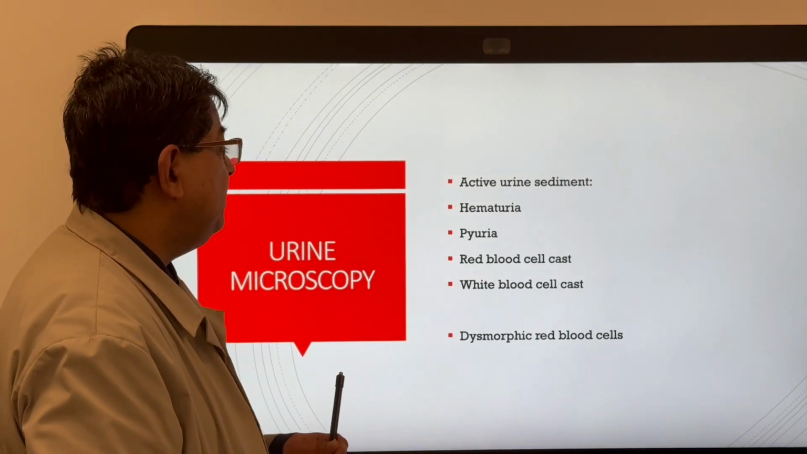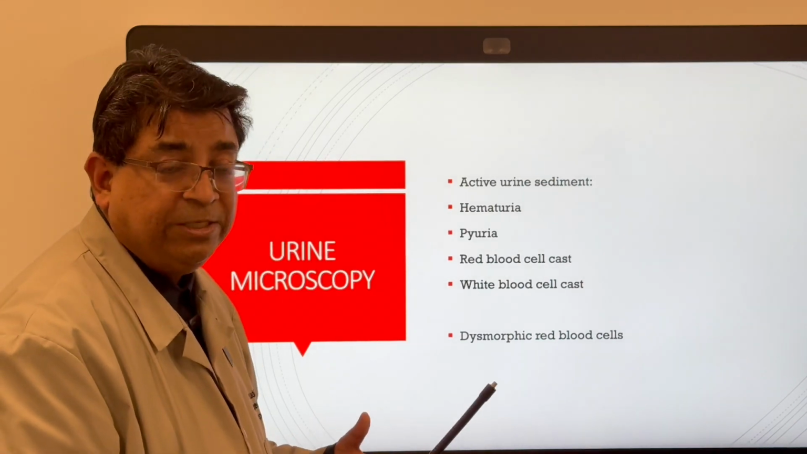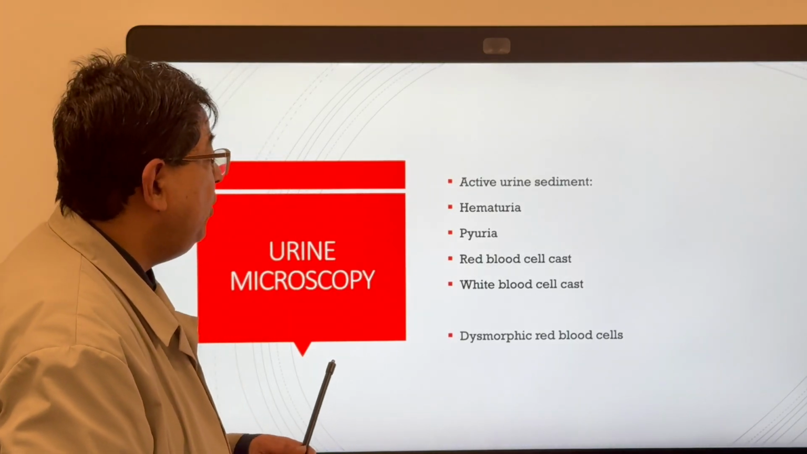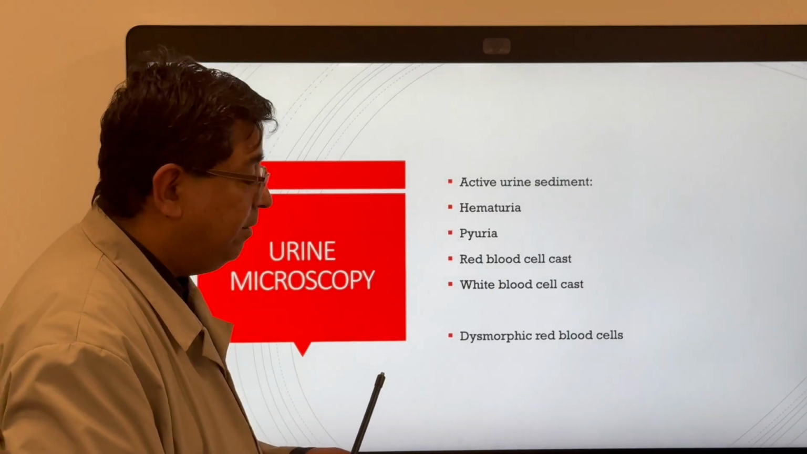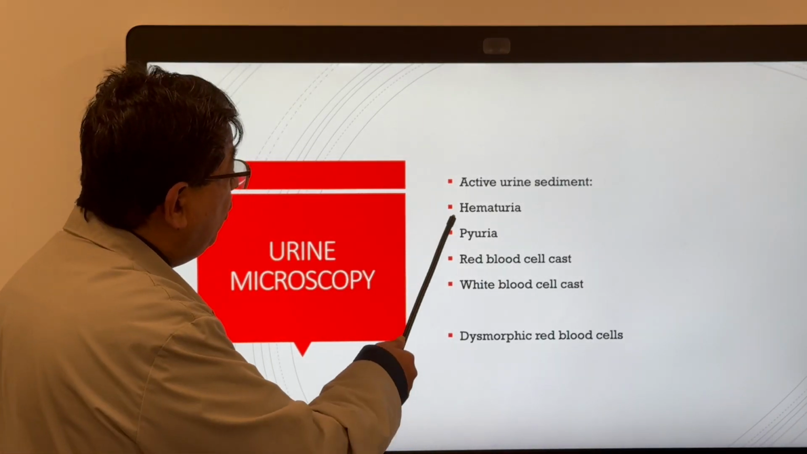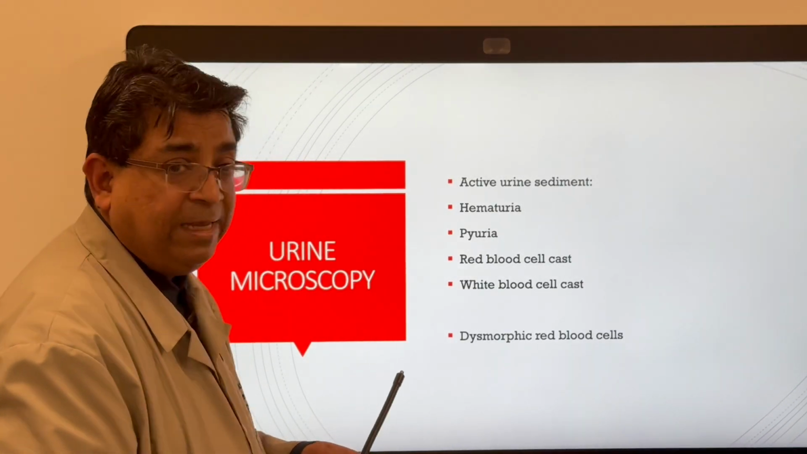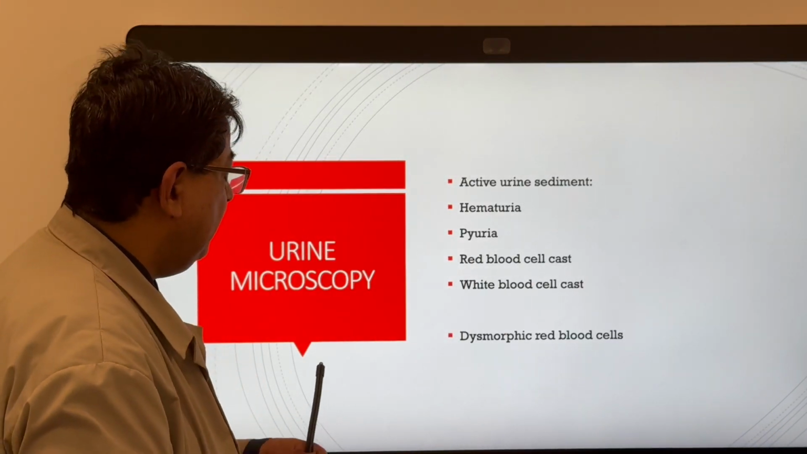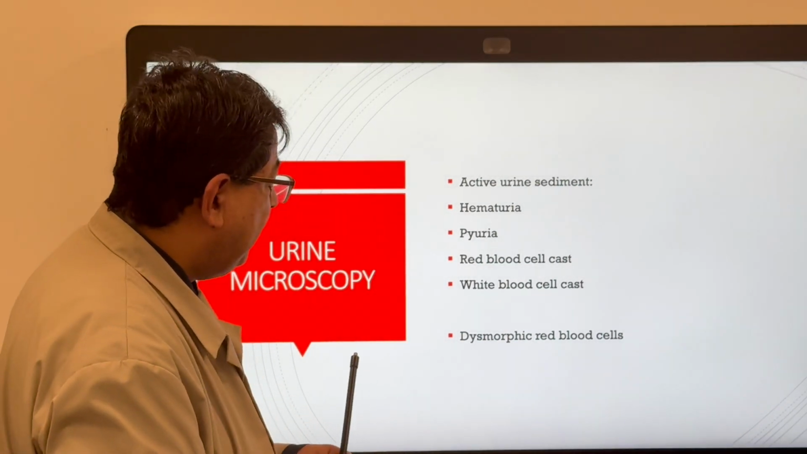So typically you will do urine microscopy to see if there's a hint of glomerulonephritis in a particular clinical scenario. And in the urine sediment, typically you want to see hematuria, and we'll talk about dysmorphic red blood cells in just a second. If you see pyuria without infection, so it's typically called sterile pyuria, you want to think about interstitial nephritis. Red blood cell casts are typically seen in nephritic processes, and white blood cell casts can usually imply interstitial nephritis.